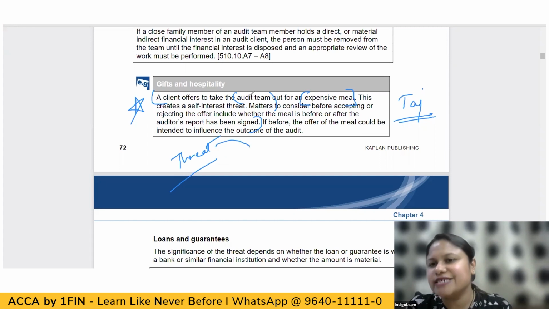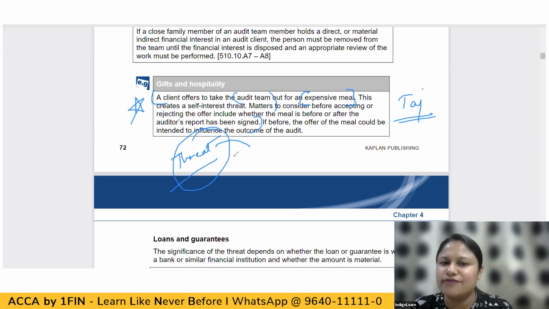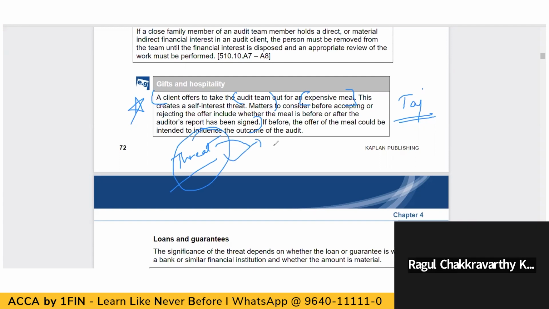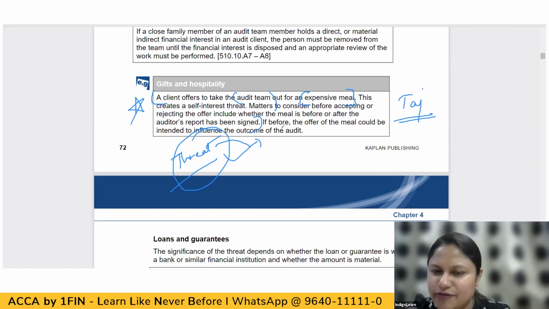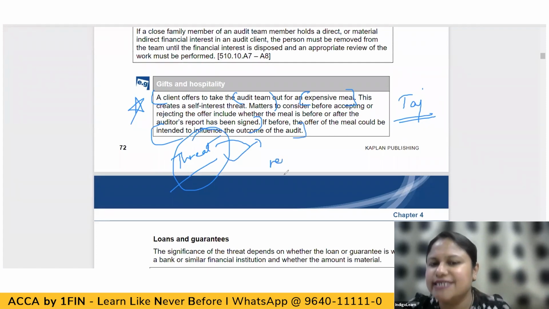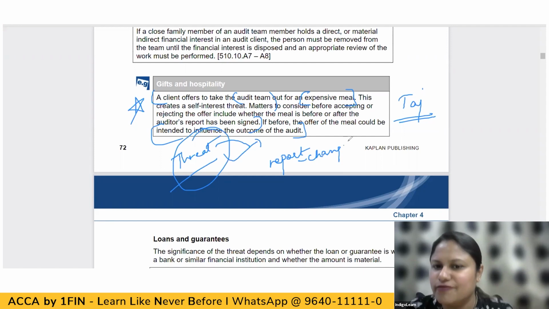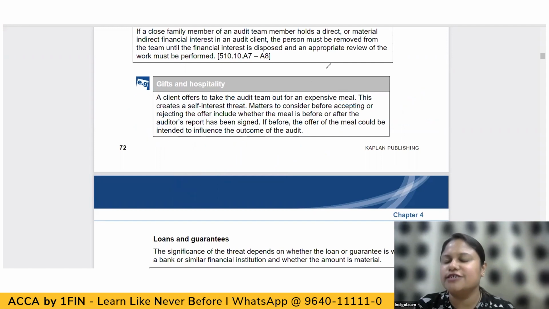But if it is before signing the audit report, and they take you to a meal like this, then understand there is something going on in their mind where they want you somewhere or the other to change some things in your report. Got it? So the offer of the meal could be intended to influence the outcome of the audit, that is, something is there in the report which they want to change, because of which they are taking you to a meal which is very, very expensive, thinking that this would actually change your decision.